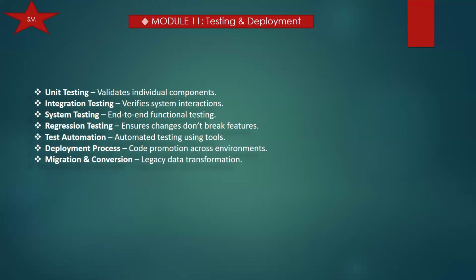And system testing, end-to-end functional testing. So you can do the functional testing using the system testing features. And regression testing, to ensure the changes don't break the feature. Regression testing basically ensures that whatever changes you have done should not break anything. And test automation, automated testing using this tool. You can use this tool to automate your tests.